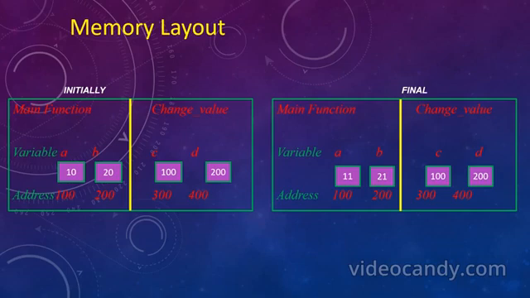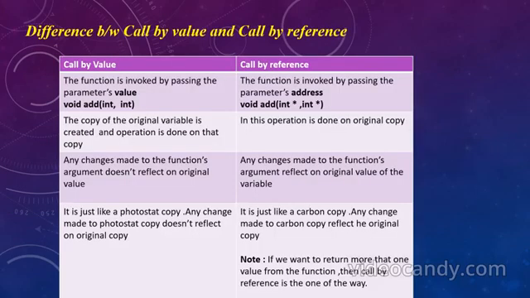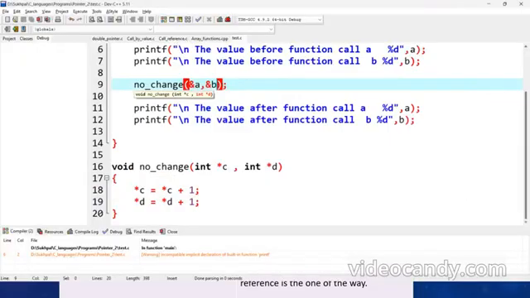This is a very important functionality of the C language. So now let's see the difference between call by value and call by reference. This is very, very important even from the examination point of view. In call by value, the function is invoked by passing the parameter's value. This is important. We always pass value. In call by reference, the function is invoked by passing the parameter address. So you can see that here I am passing the address of a.